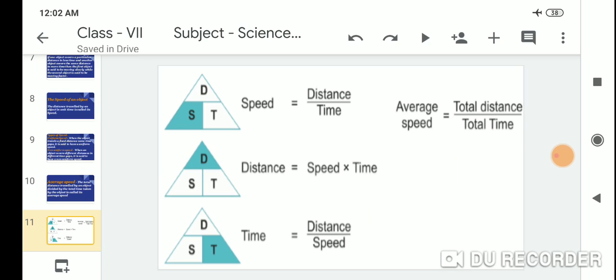S, D and T: S for speed, D for distance, and T for time. Speed equals distance upon time. Average speed is total distance upon total time. Now the formulas for speed, distance, and time: distance equals speed into time, and time equals distance upon speed. So there are three formulae.